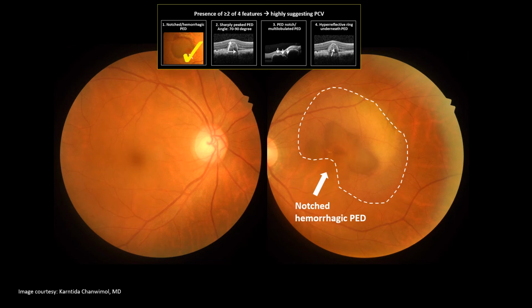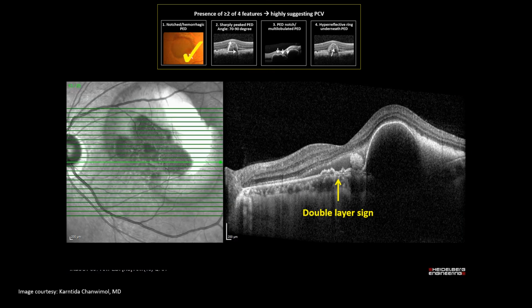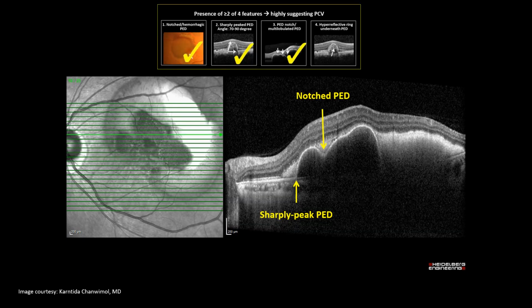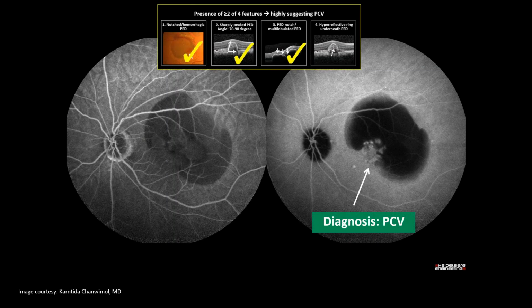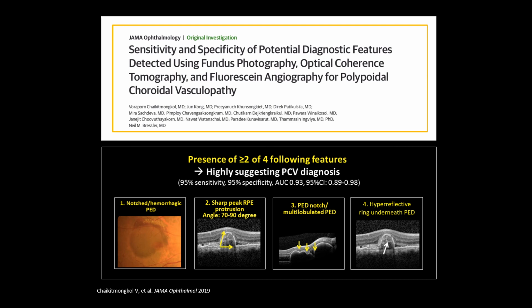The fellow eye was unremarkable without drusen. OCT across the lesion showed double-layer sign with subretinal hemorrhage. We also found sharply peaked PED and notched PED. So now we have three major criteria for this case, and think about PCV diagnosis. And later, ICGA confirmed the PCV diagnosis. So these were our findings that were published in JAMA Ophthalmology 2019.